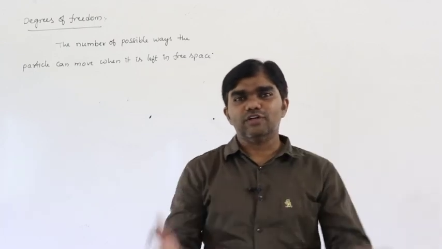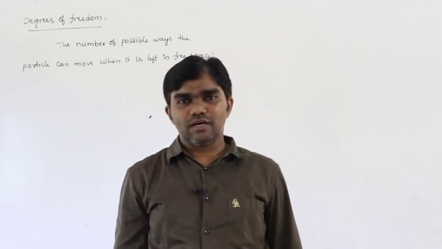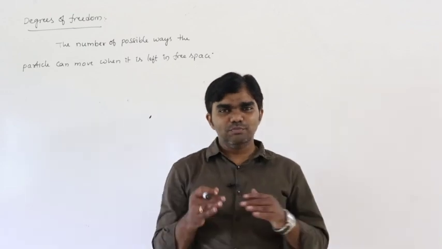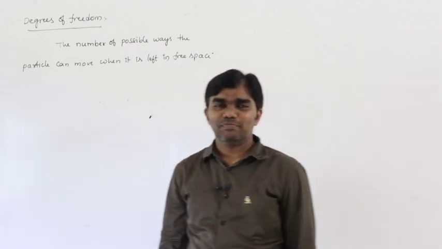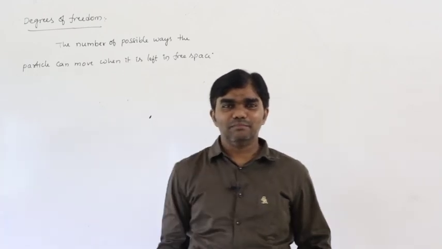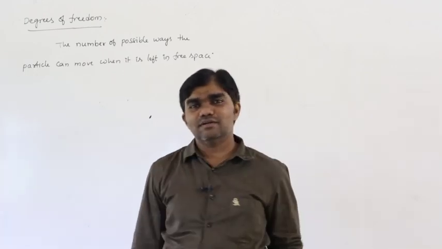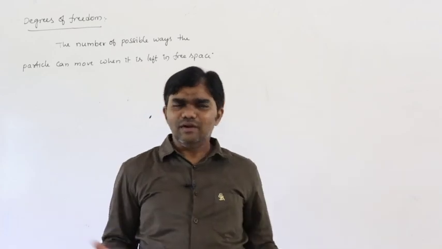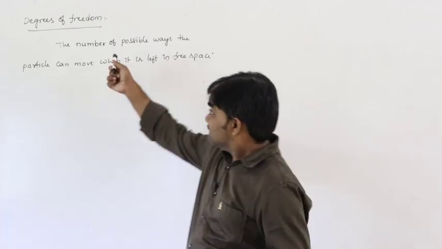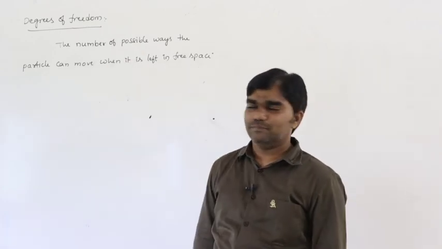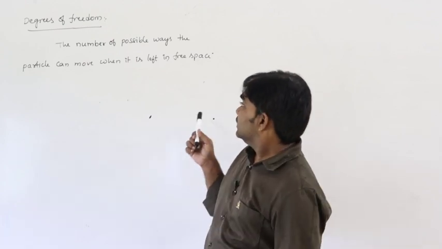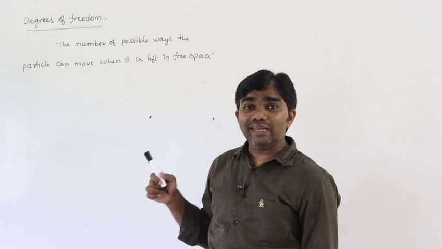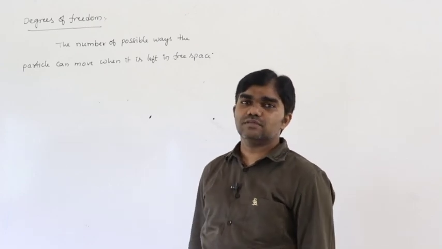Once you step out of the school or campus, how many ways can we move? Some people can move to the bakery, some people can move to the ice cream parlor, some people can move to the school bus, whatever it is, different ways. That is the degrees of freedom: the number of possible ways the particle can move when it is left in free space.